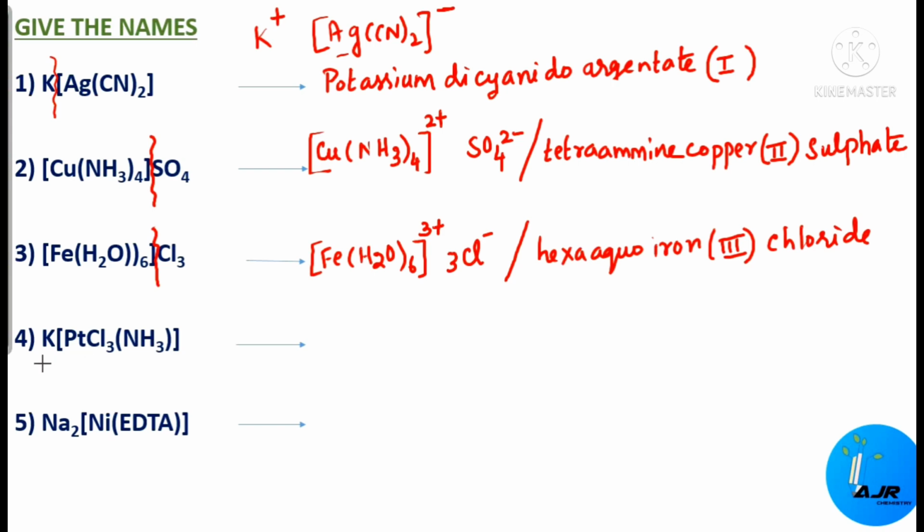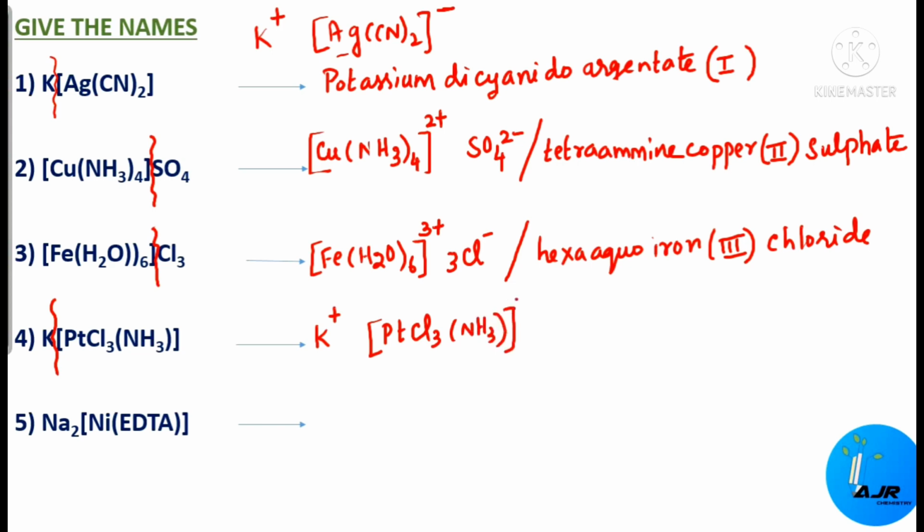Understood? Okay. See the next compound, students. See, I'm going to divide this like this. So the first part becomes K plus. What's the next one? It's [PtCl3(NH3)].